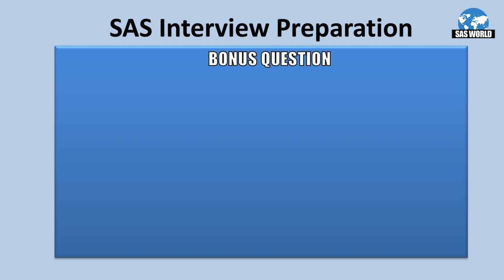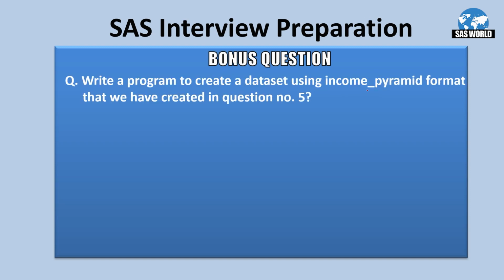Alright guys, so here is a bonus question for you. Let's see the question. Write a program to create a dataset using the income pyramid. We created this in the previous question number 5, where a person has an income of less than 1 lakh, that person comes under poor, and then middle class and upper middle class, in similar ways. So we have created this income pyramid format.